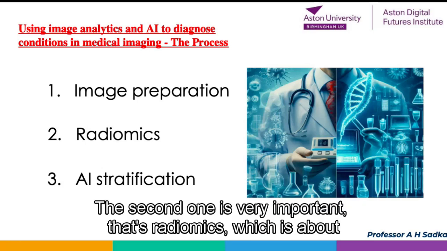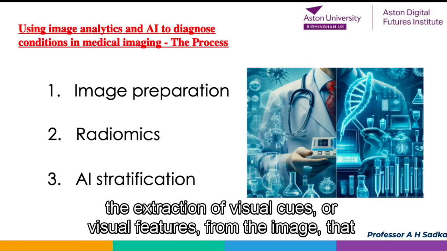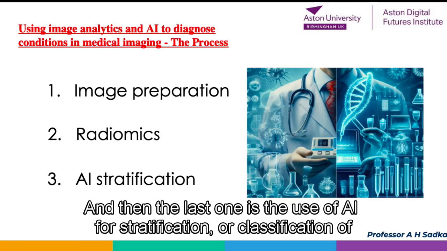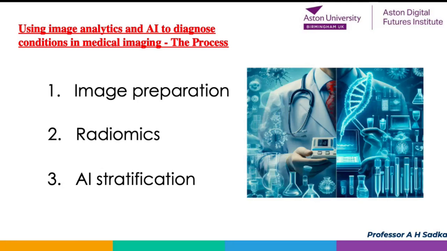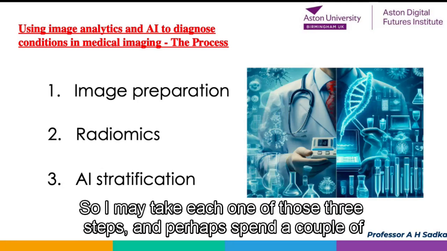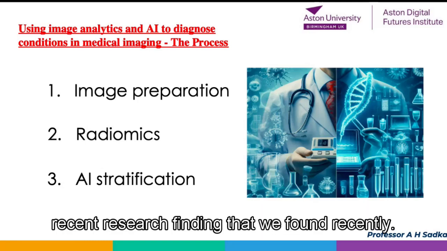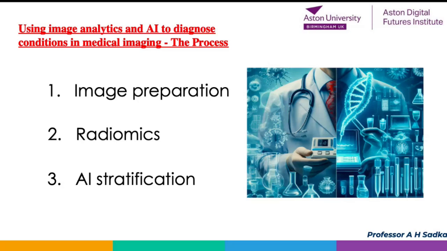The second one is very important. That's radiomics, which is about the extraction of visual cues or visual features from the image, that is regions of interest. And then the last one is the use of AI for stratification or classification of the underlying condition. So I may take each one of those three steps and perhaps spend a couple of minutes explaining what it is all about and giving you some results of recent research findings that we've made recently.